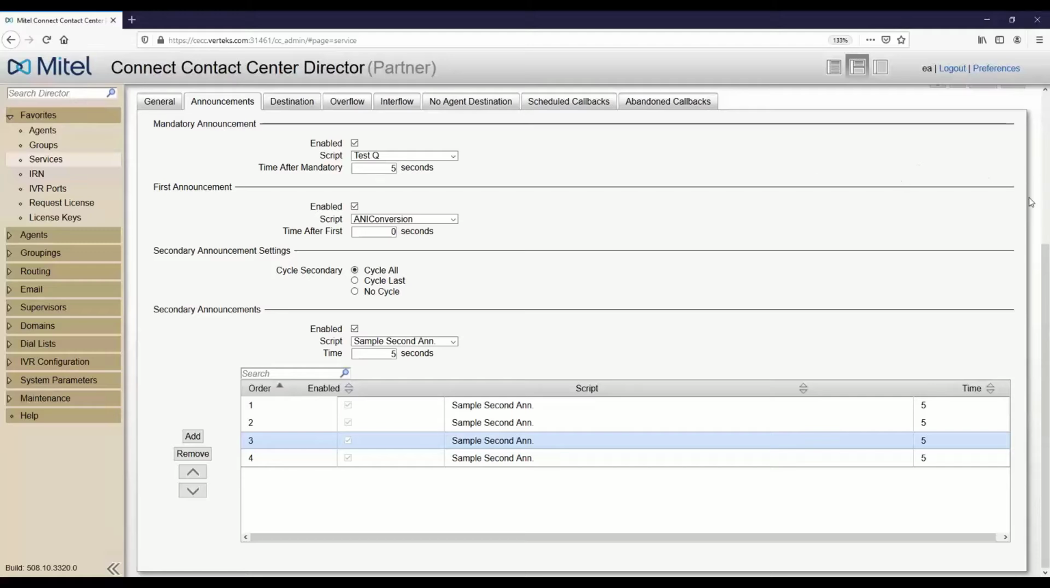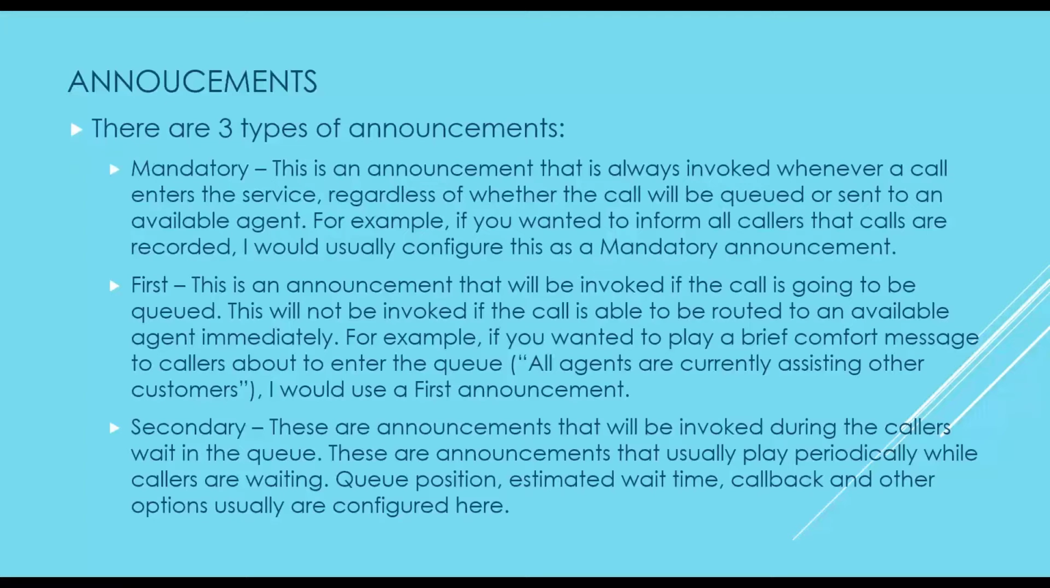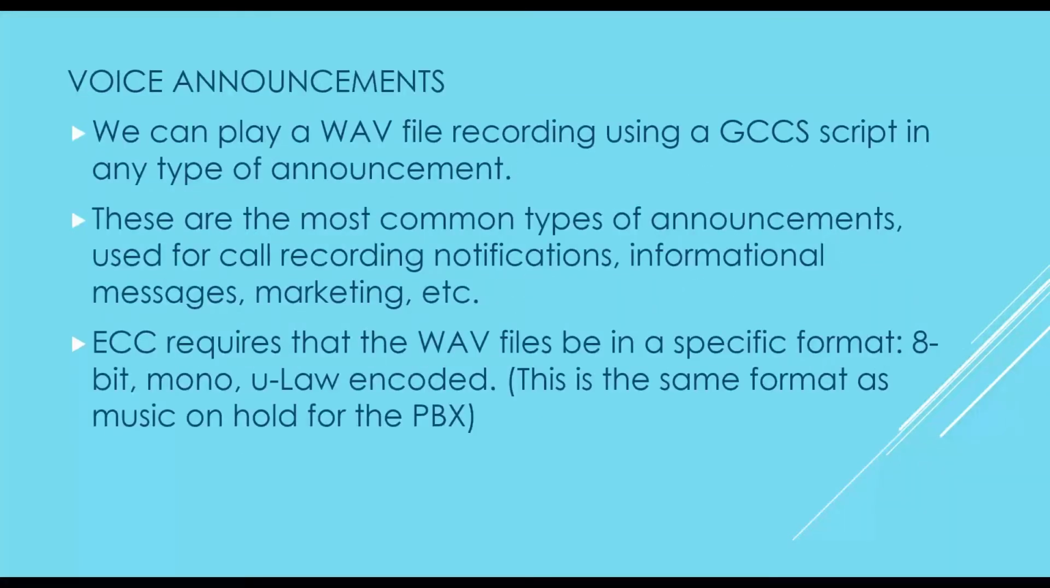As far as some of the different options we have available to us in the scripting engine, obviously our most simple option is a voice announcement. This is just like you have with an auto attendant, a simple voice announcement stating some sort of comfort message or some piece of information, basically a WAV file.